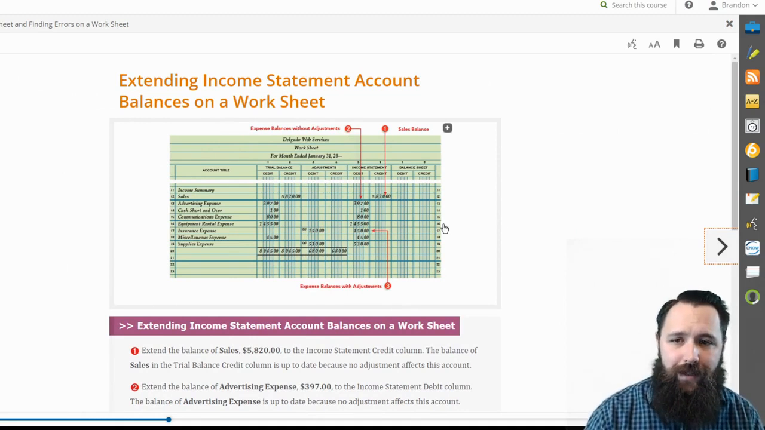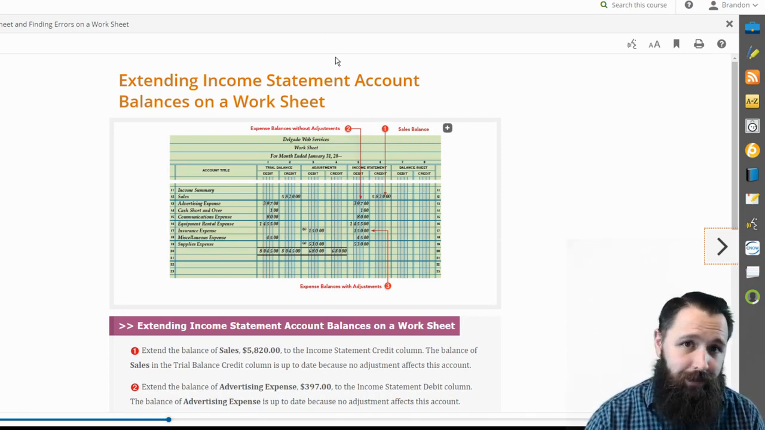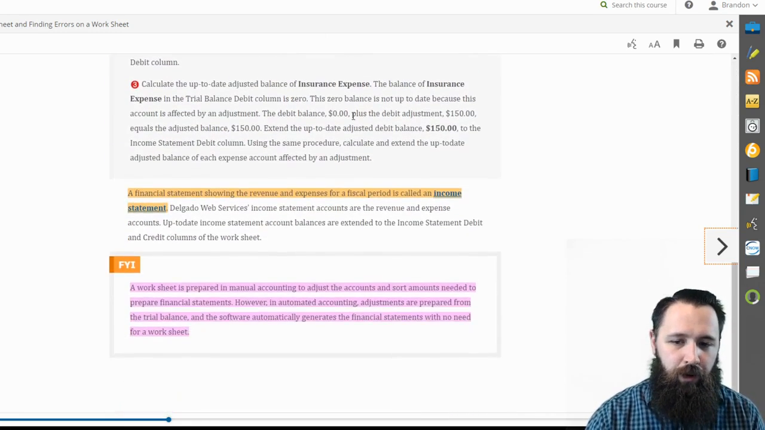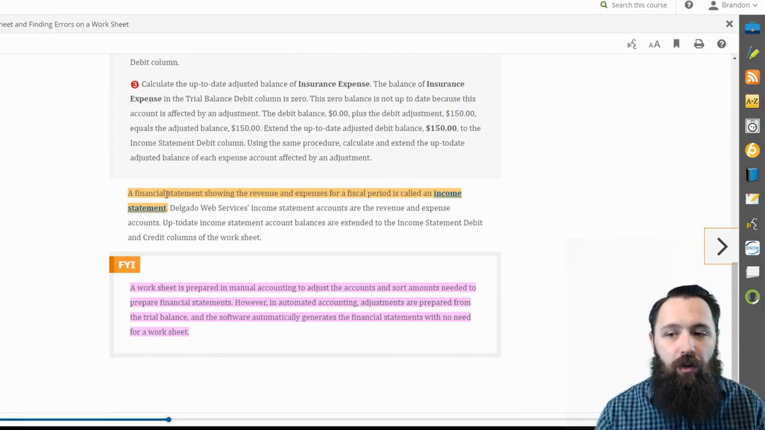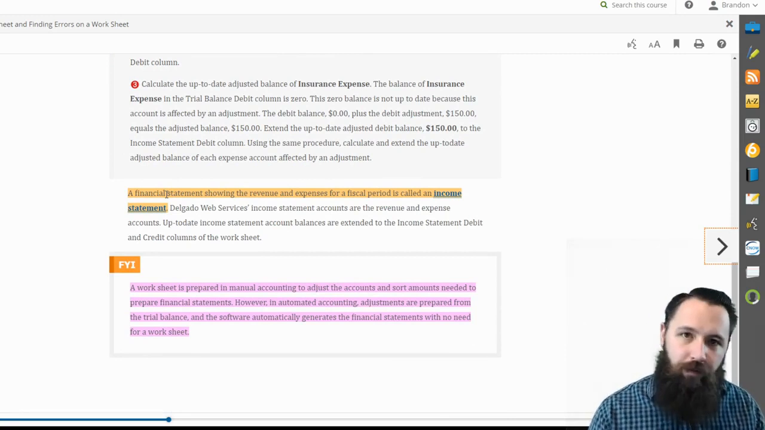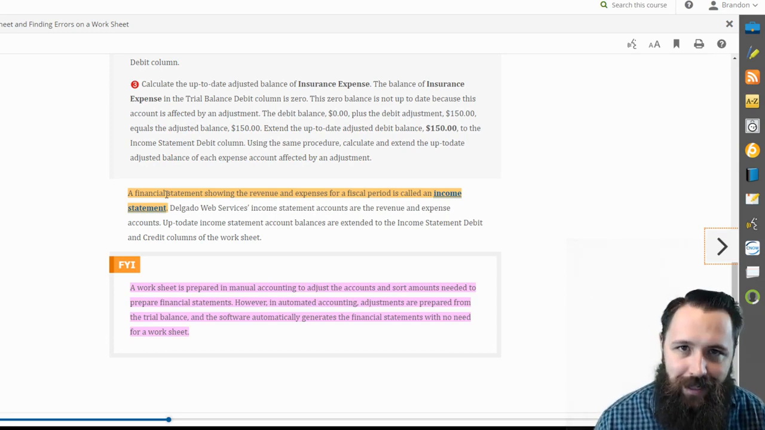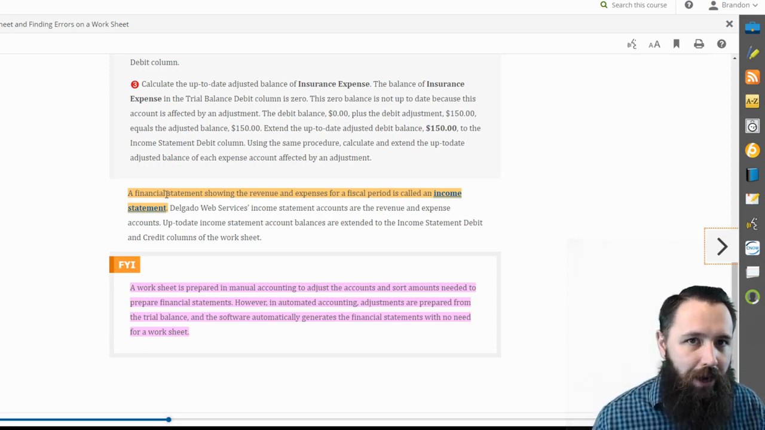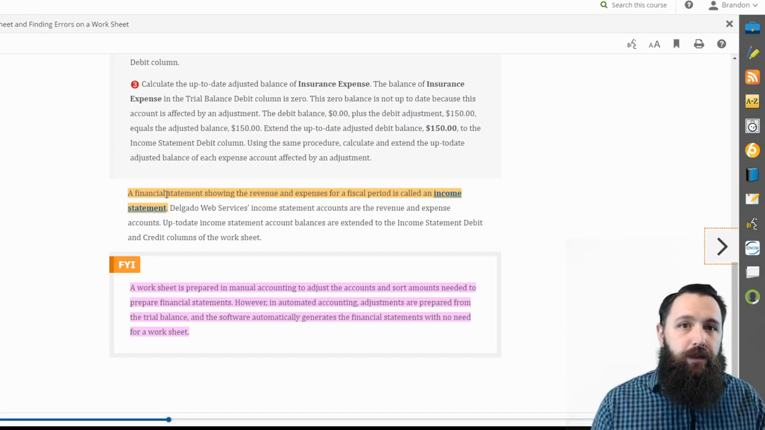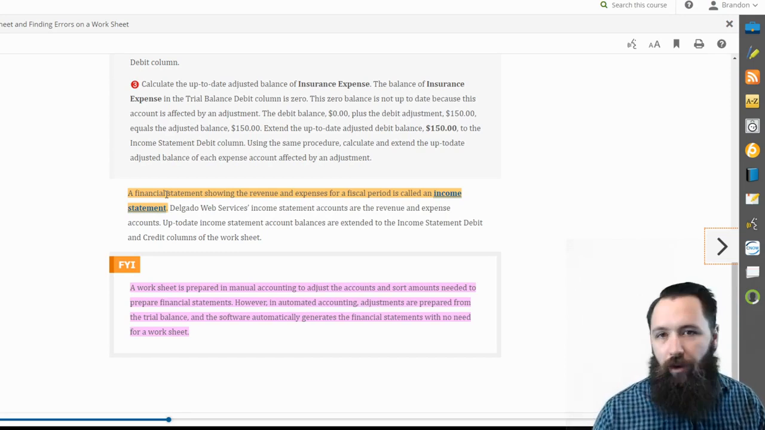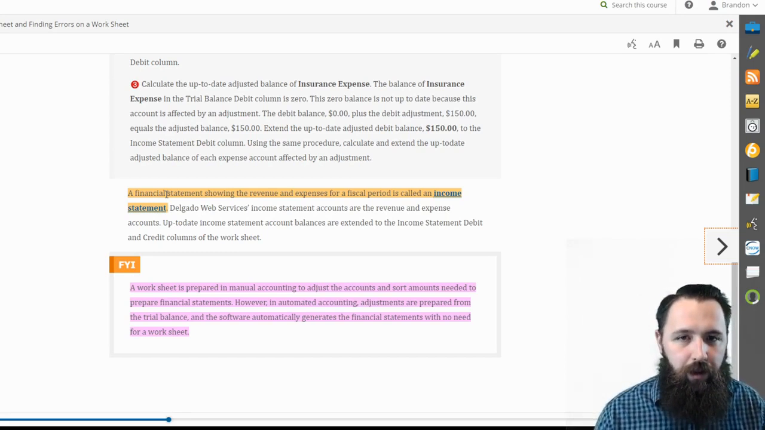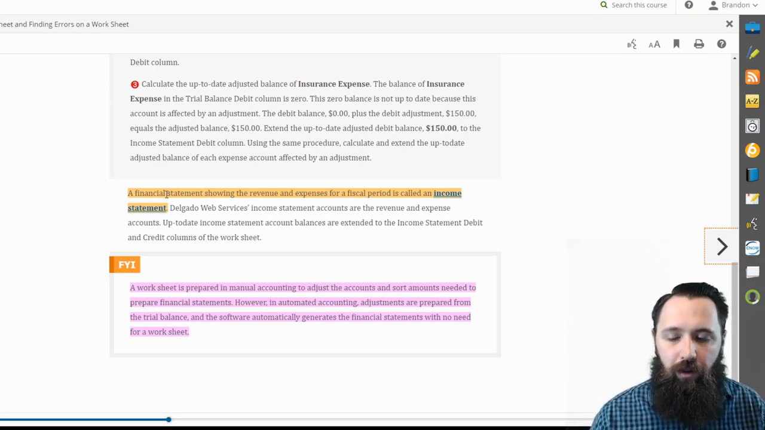But next, we're going to look at extending income statement account balances on our worksheet. This is the same thing, except it's a little different. Let's go down to the bottom and read what this is. A financial statement showing the revenue and expenses for a fiscal period is called an income statement. So that is all the revenue accounts and all the expense accounts. That is what's going to be on our income statement. And an income statement shows all your revenues and expenses for an entire month or an entire year, depending on when your fiscal period or your accounting cycle or accounting period is.